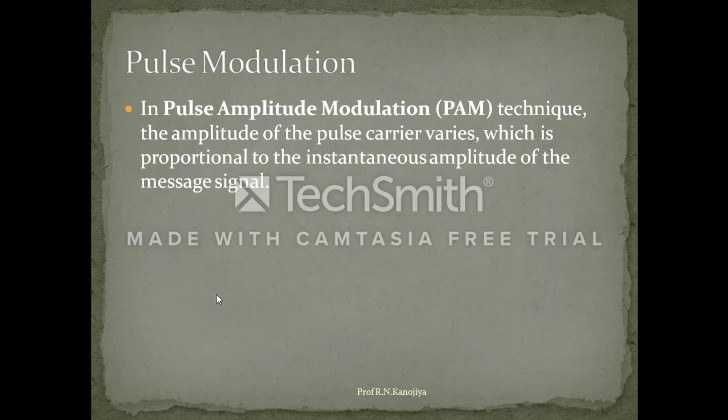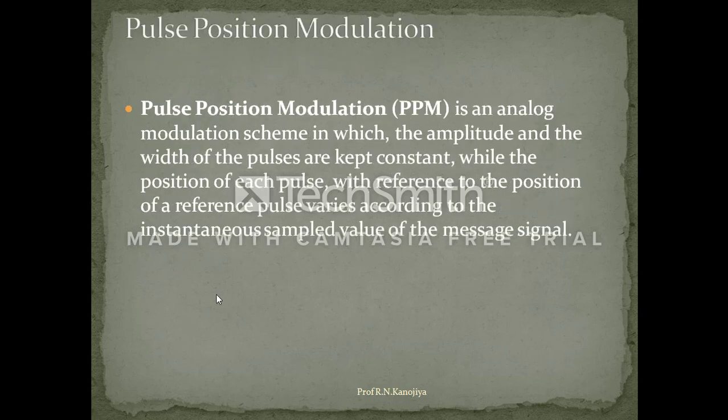Next is pulse modulation. In pulse modulation, there are three types: pulse amplitude modulation, pulse position modulation, and pulse width modulation. In these three types, the carrier is in the form of pulse, whereas the message signal is a sine wave. The first one is pulse amplitude modulation. In pulse amplitude modulation, the amplitude of the pulse carrier is varied according to the information signal.